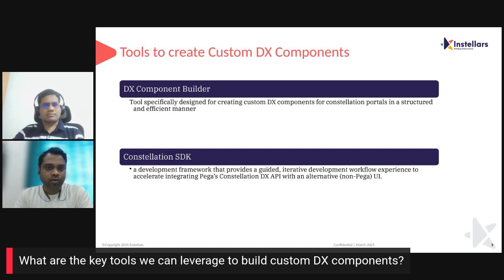This tool is especially designed to focus only on creating custom DX components. Whereas the Constellation SDK is a complete development framework, which lets a developer work with any external portal or alternate design system. From the SDK we can also create and build components, and from the DX Builder we can create them too. So both tools are available for building a DX component.